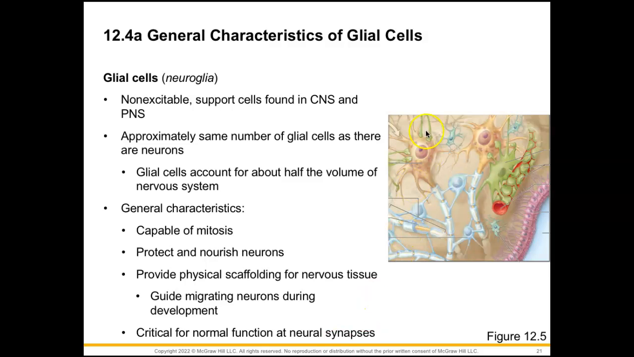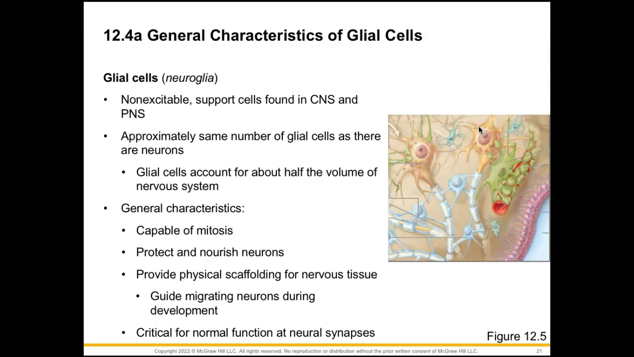So the way I like to think about this is that the neuron is going to be a celebrity. You can think of your favorite celebrity, whether that's Beyonce, maybe it's Kanye West, maybe it's Michael Bublé, whoever it is. They have a team that helps support them and give them what they need in order to be successful and do their job. And so we are going to find different types of glial cells within our central nervous system and the peripheral nervous system.